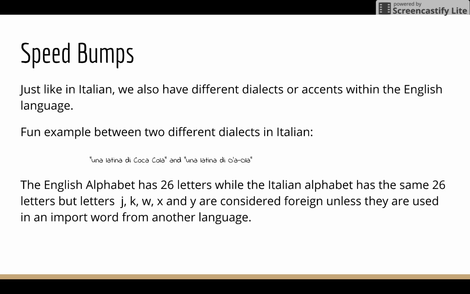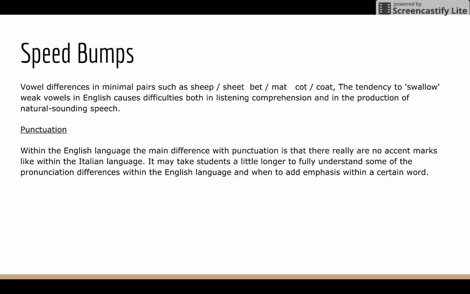The English alphabet has 26 letters, while the Italian alphabet has the same 26 letters, but J, K, W, X, and Y are considered foreign unless they are used in an import word from another language, and we saw that on the chart in the previous slide.